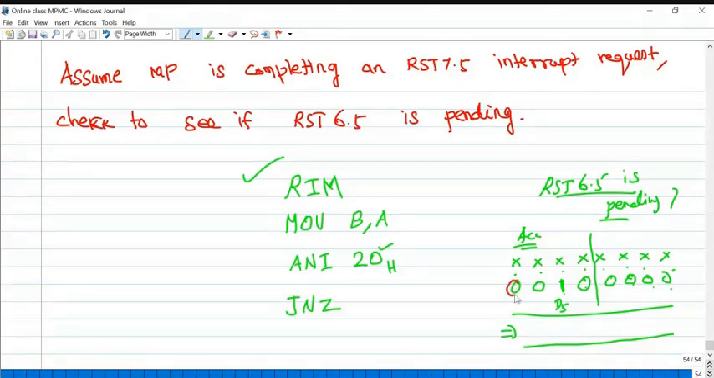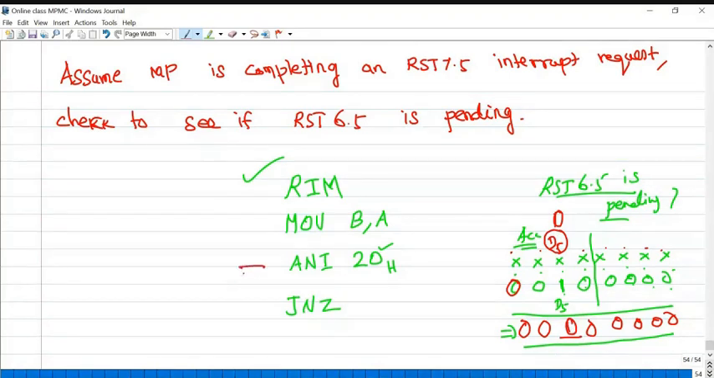Here already 0 AND anything is 0, 0 AND anything is 0, and so on. Only this position is 0 or 1 depending on the D5 position. D0, D1, D2, D3, D4, D5, D6, D7. Depending on the D5 position, my output will be 0 or 1. If there is a pending interrupt, meaning D5 is 1, the result is 1. If there is no pending RST 6.5 interrupt, then it will be 0. So my output will be 0.